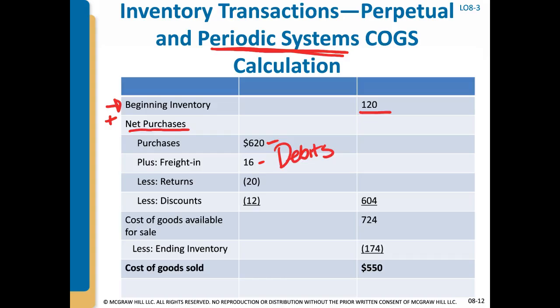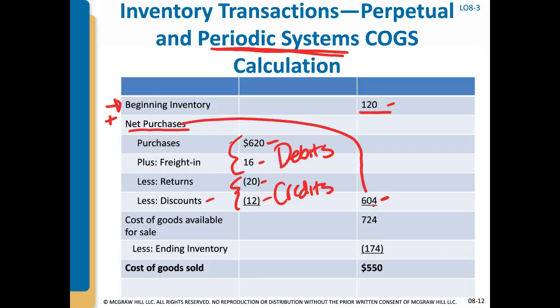And then we returned $20,000, and then we paid early, so we got a discount. So these were credits to the purchases account. We add these in, and we subtract these out. So we take our beginning inventory plus our net purchases, which is the sum of all these four, which subtotals to 604. So the total net purchases amount is 604, to give us this subtotal of cost of goods available for sale of $724,000.